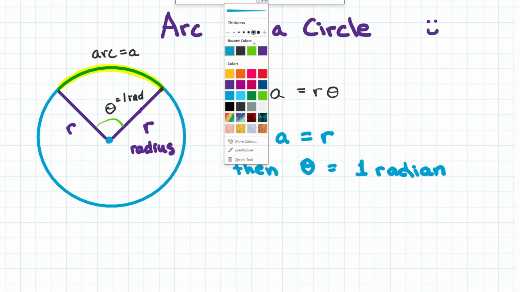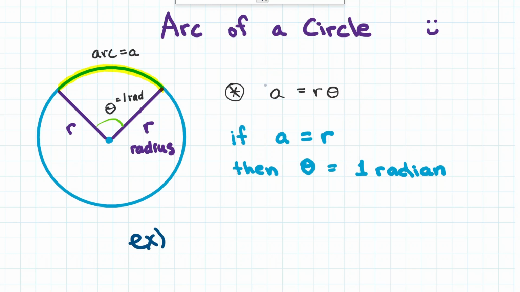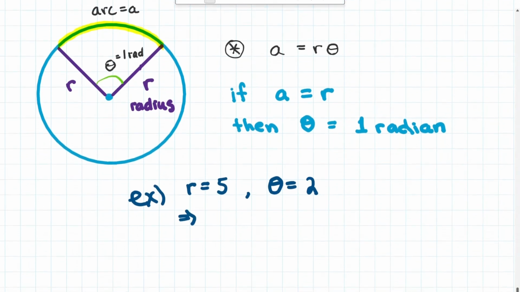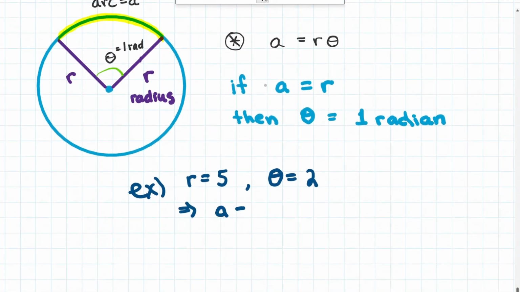So let's just do a little example to calculate the arc. Let's say that we have a radius that is equal to 5, and theta that's equal to 2 radians. Again, we don't have to write radians, we can just say 2, and it's assumed to be radians. So here we can just apply the equation that we have, such that A equals R theta.